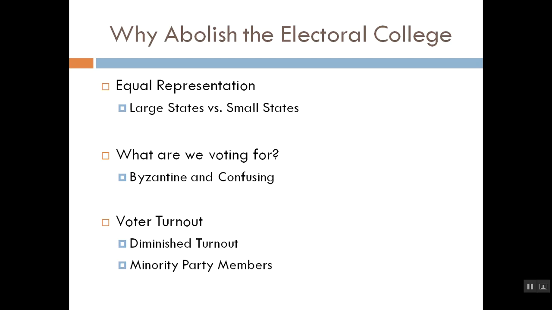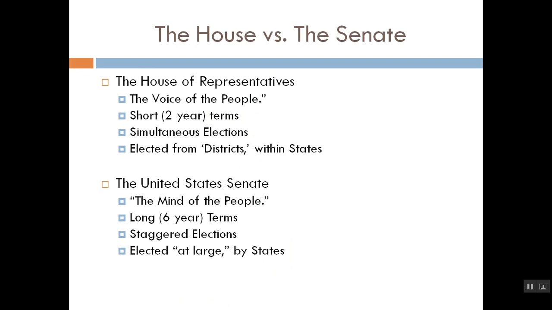So the Electoral College does not provide equal representation. It underrepresents people from large states and overrepresents those from small states. It's Byzantine and esoteric, so that people don't know what we're voting for, and it diminishes voter turnout, especially among minority party members. These are the main arguments against the Electoral College, and we're almost done.